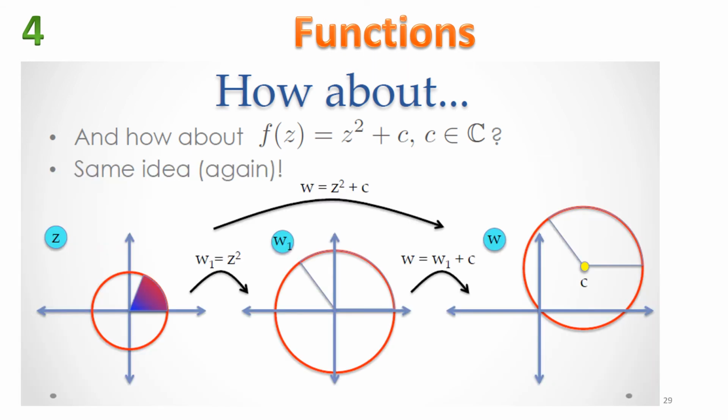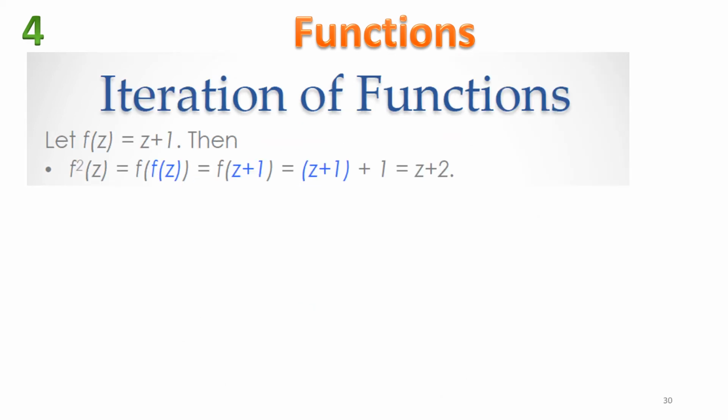So here we can go stepwise from z to w1, where the radius in the first case is mod z, and in the second case it is mod z square, and then we are adding a complex number so that the center is displaced from the origin to a new location, and that new location is defined by the complex number c. Now friends, we are in a position to understand the iteration of a function.